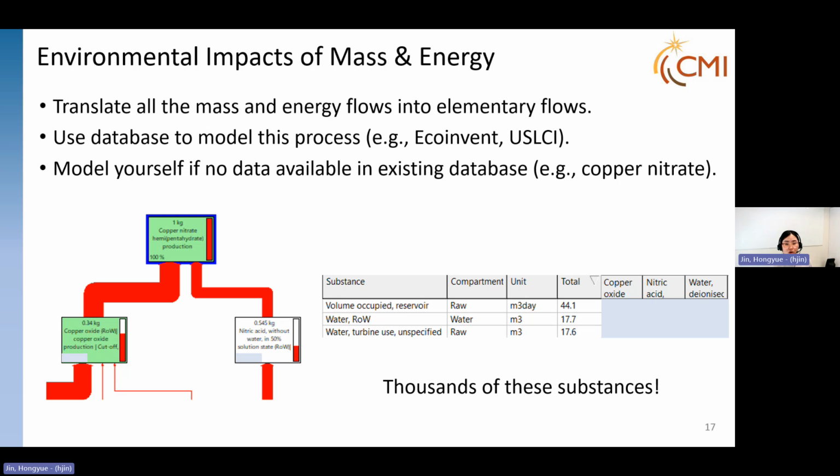The right-hand side table shows a small subset of those elementary flows shown as substances, such as water from turbine, some raw input from nature, the total amount. And then the databases, based on addition of copper oxide, these flows will tell us for each product how much of each resource is needed. I redacted the information for the sake of complying with the end user license agreements of the software.